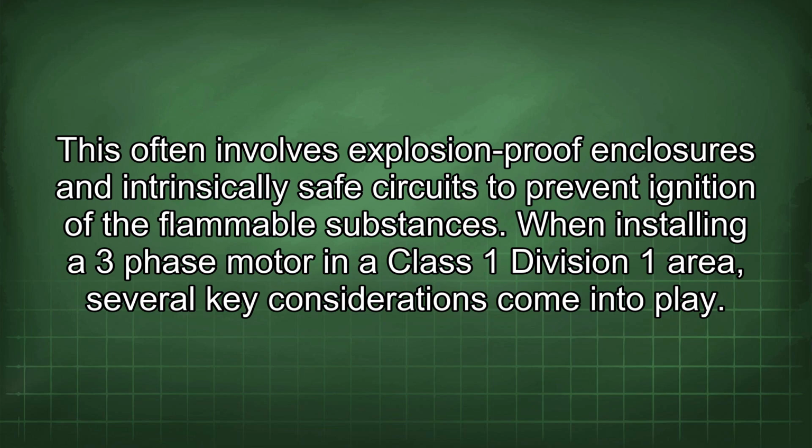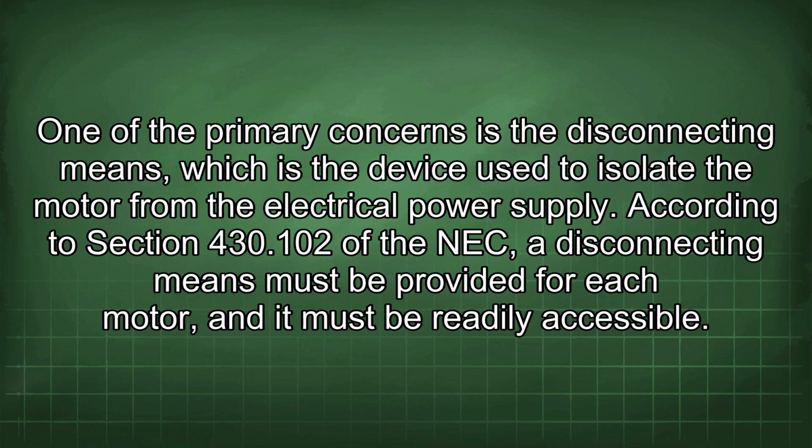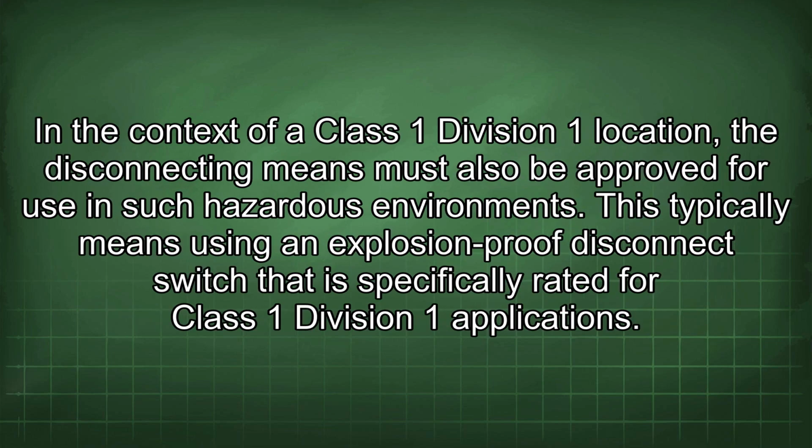When installing a 3-phase motor in a Class 1 Division 1 area, several key considerations come into play. One of the primary concerns is the disconnecting means, which is the device used to isolate the motor from the electrical power supply. According to Section 430.102 of the NEC, a disconnecting means must be provided for each motor, and it must be readily accessible. In the context of a Class 1 Division 1 location, the disconnecting means must also be approved for use in such hazardous environments. This typically means using an explosion-proof disconnect switch that is specifically rated for Class 1 Division 1 applications.